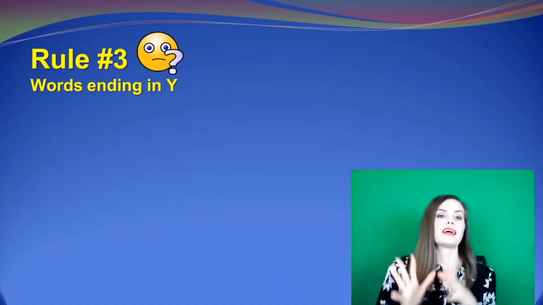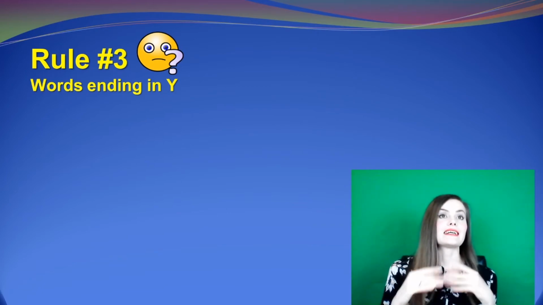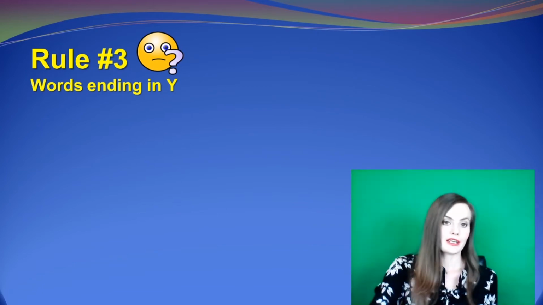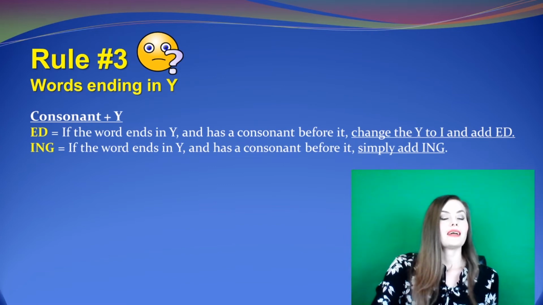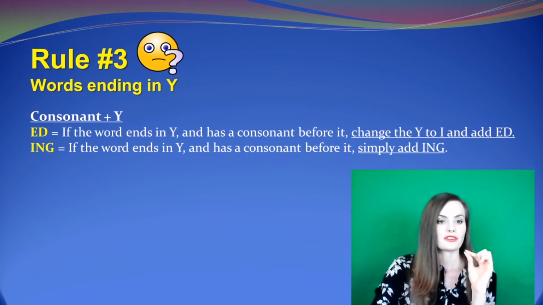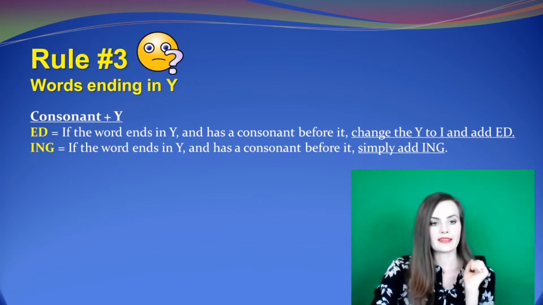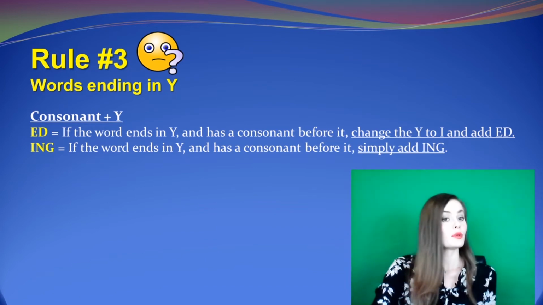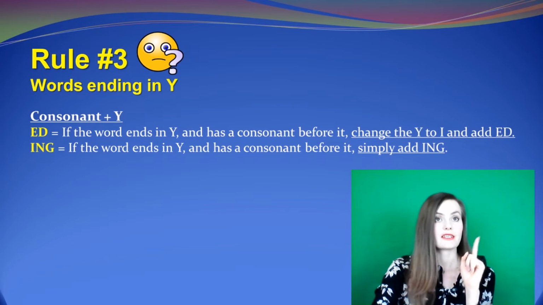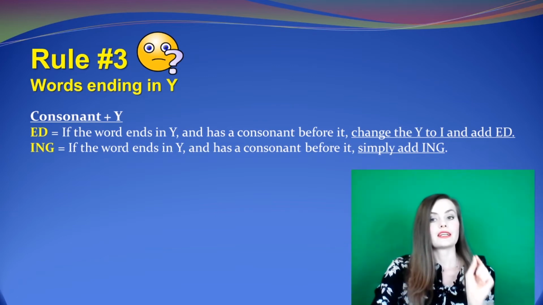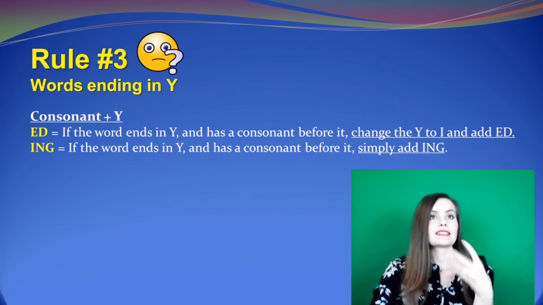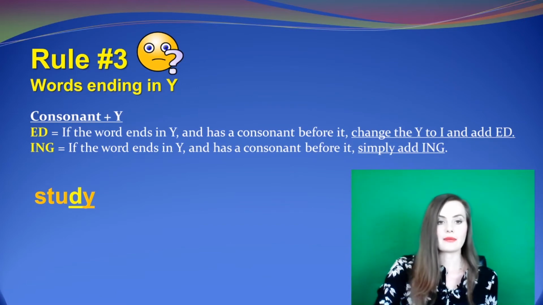So rule number three is about words ending in Y, in letter Y. So if we have this pattern, consonant and Y at the end of the word. So if the word ends in Y and has a consonant before it, it's very important, a consonant before it. Change the Y into an I and add ED. This is how it works. Let's look at the example.